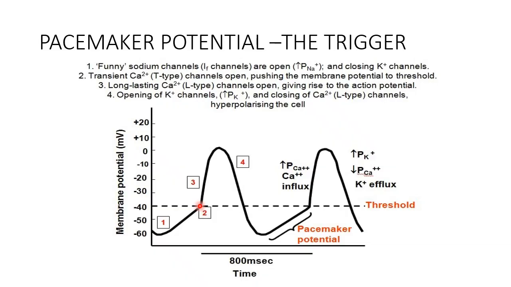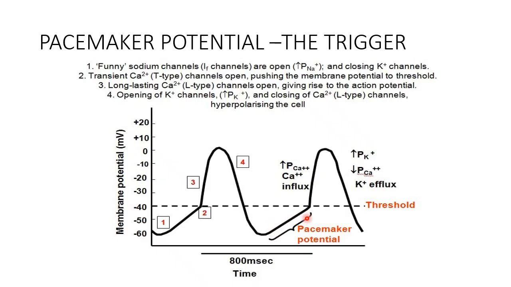Now at this threshold, we have the depolarization, the upstroke, which is due to the opening of the long-lasting calcium channels, L-type calcium channels. Once it reaches a peak of 0 millivolt, there is a closure of these channels and opening of potassium channels. The opening of potassium causes potassium efflux and repolarization. Now, at the end, there is a closure of the potassium channel and again opening of the funny sodium channel. This happens automatically, and that is the property called automaticity.